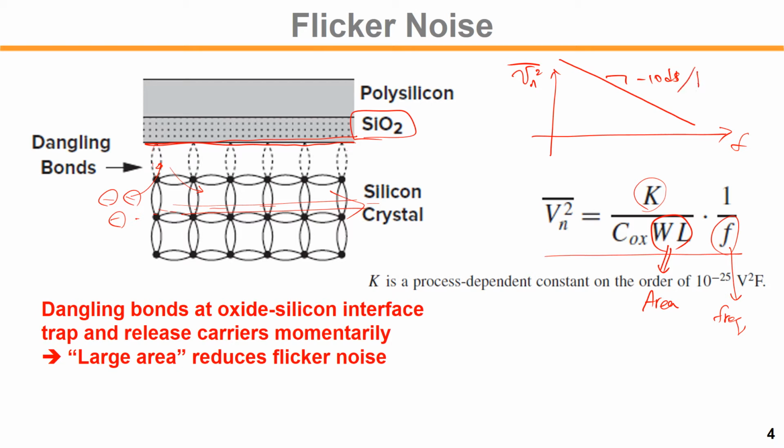Overlaying the thermal noise, this is the thermal noise level. This is thermal noise and flicker noise. So typically the low frequency is dominated by flicker noise. This point is called the flicker noise corner. This is where the amount of flicker noise and the amount of thermal noise are equal. The flicker noise corner is defined like that.